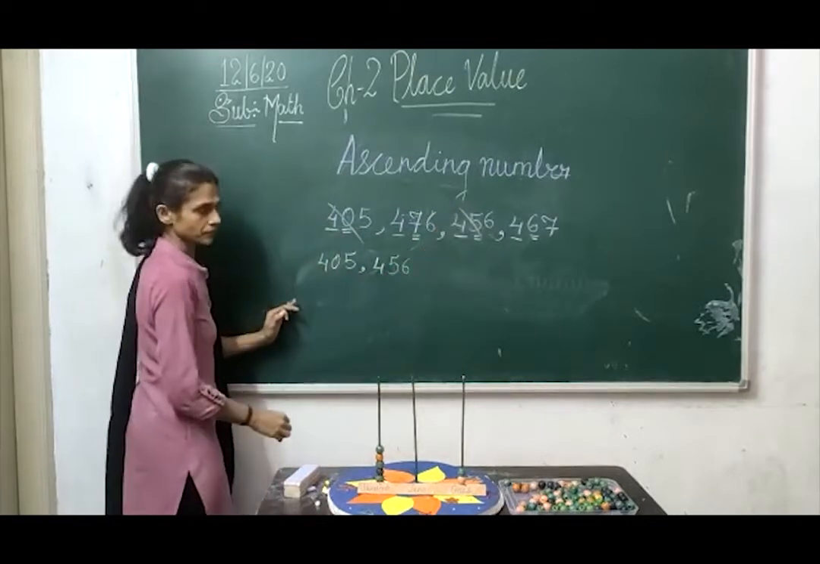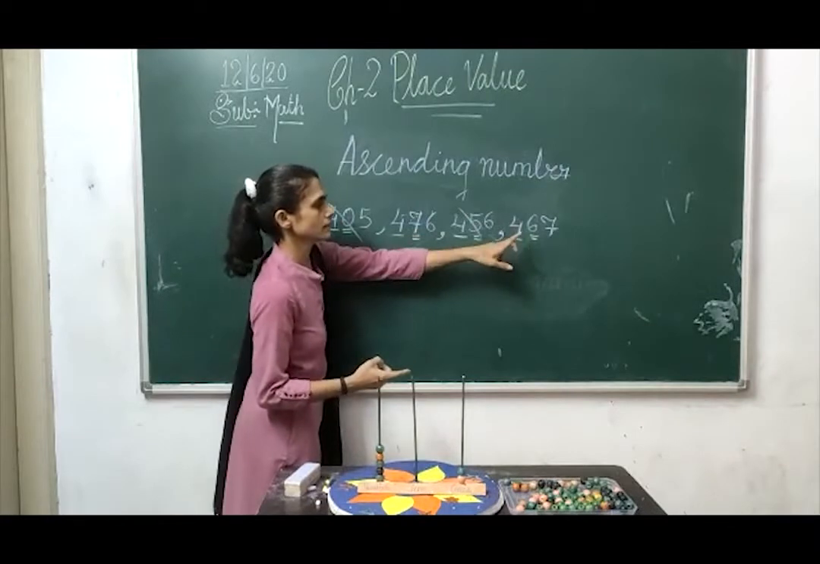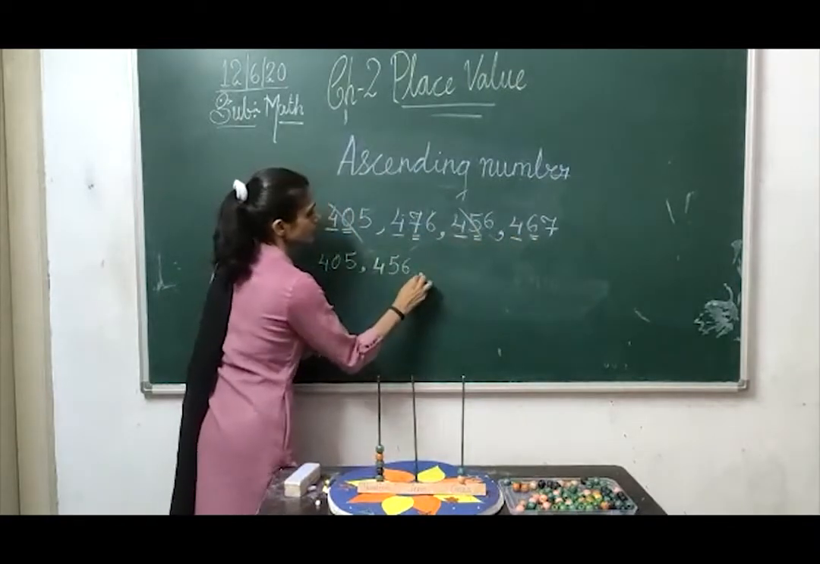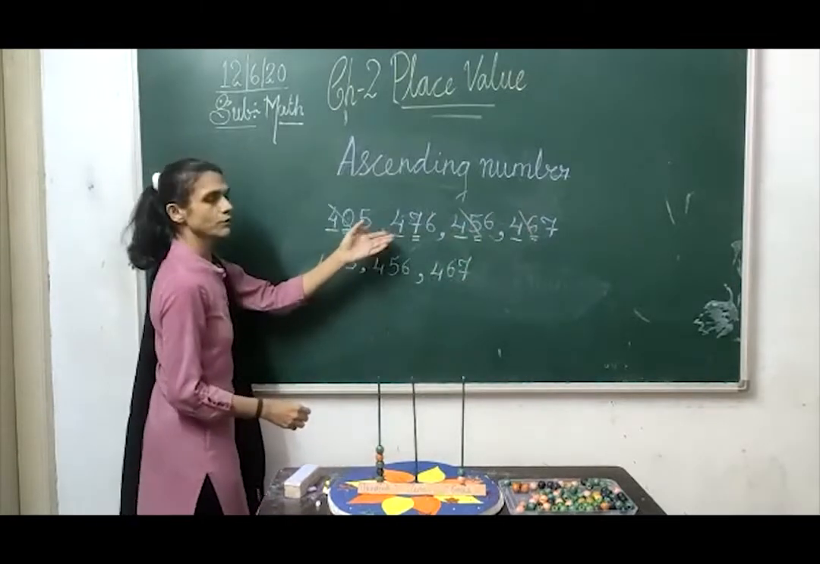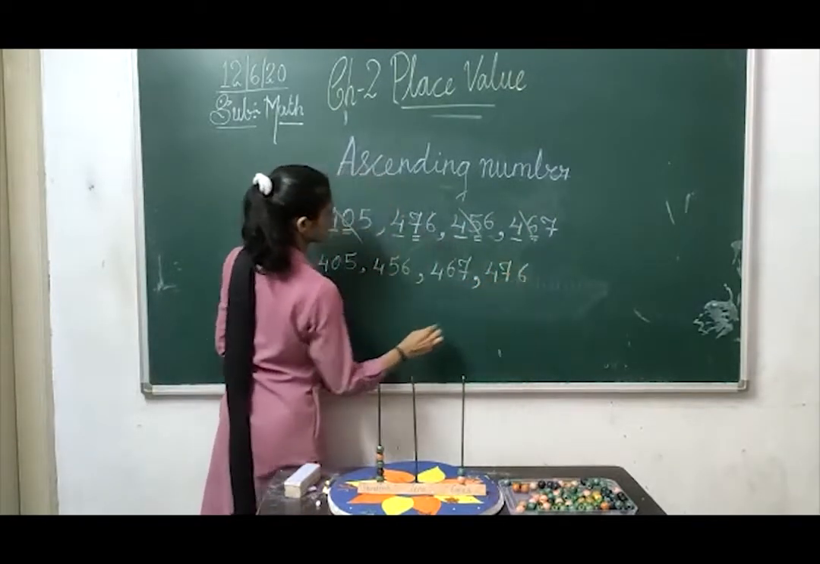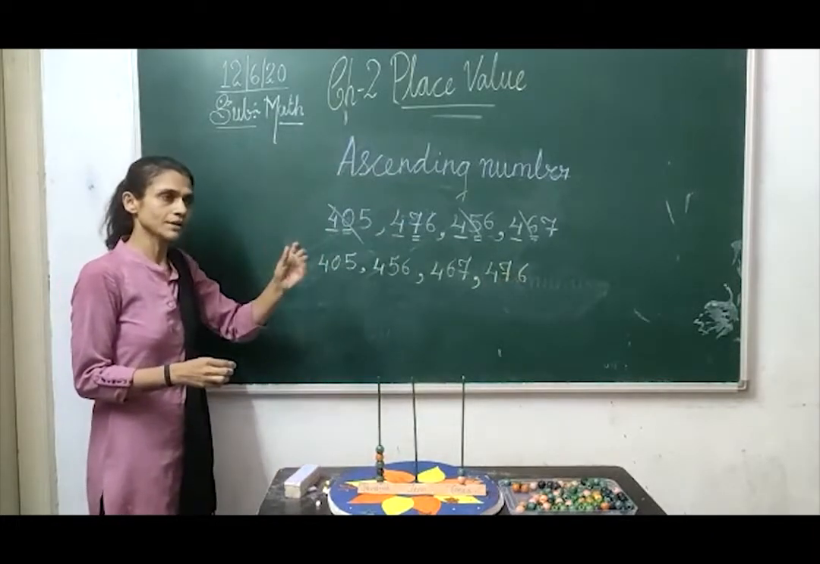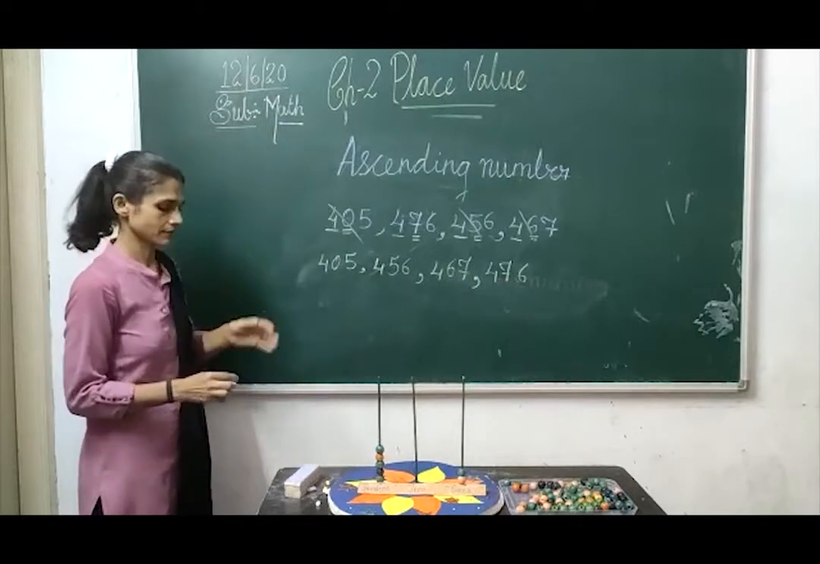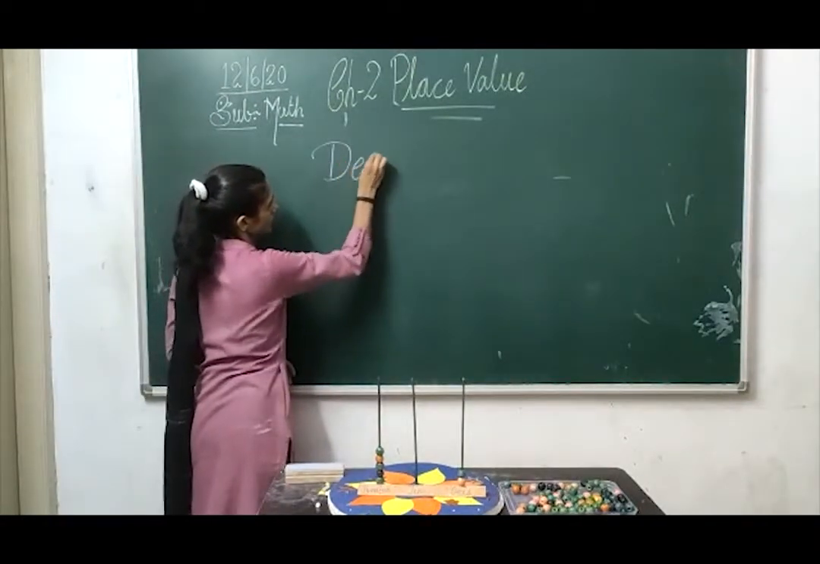Cut over it. Now you have to look after 5. What is greater than 5? 6 is greater. You can write 467. Cut off. And then lastly whatever is remaining, 476. So for ascending number, first you have to find the smaller number, then greater, then greatest. Okay? Our next topic is descending number.